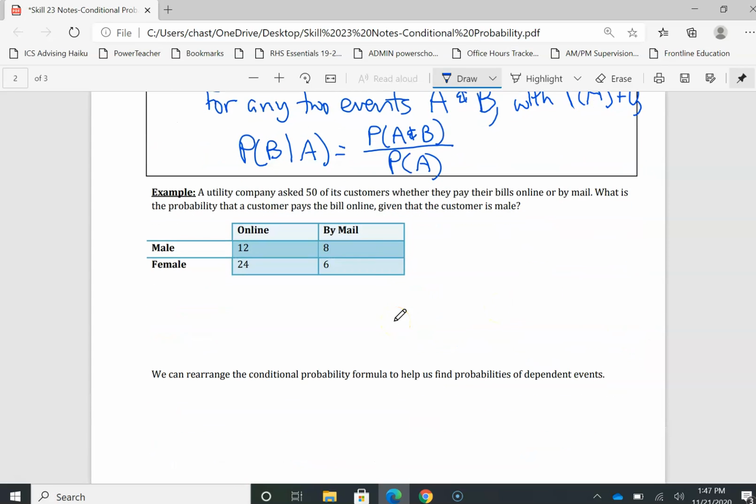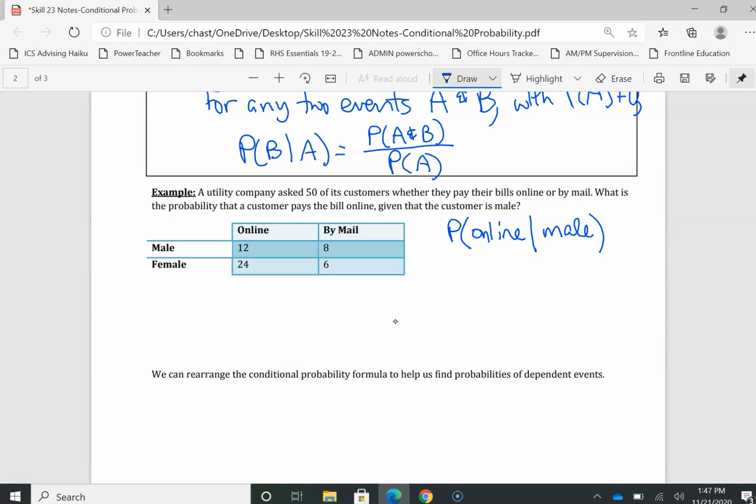Let's try another example here. A utility company asked 50 of its customers whether they pay their bills online or by mail. What is the probability that a customer pays the bill online given that the customer pays by mail? So probability that we pay online given that we are a mail.